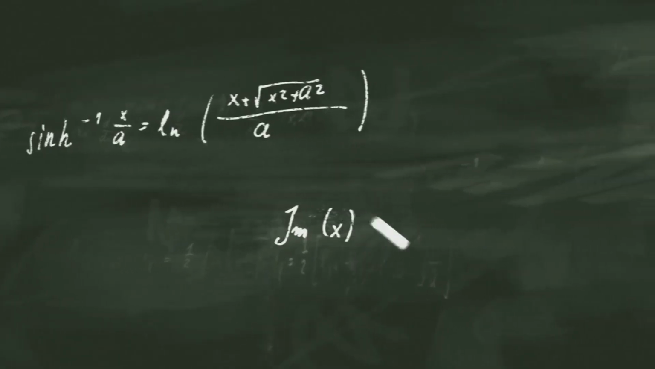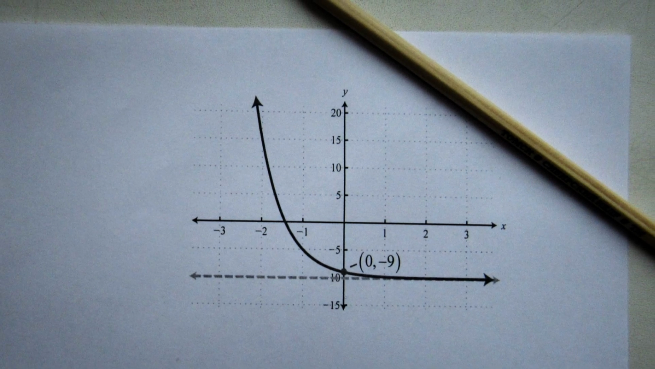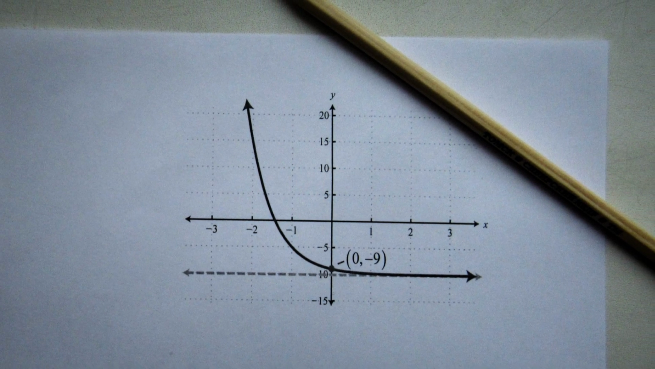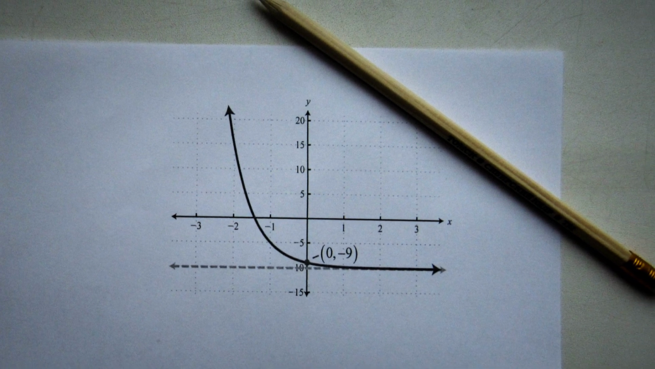The transformations applied are as follows. Step 1, vertical stretch. The coefficient negative 3 indicates a vertical stretch by a factor of 3. This means that the output values of the function are multiplied by 3, making the graph steeper compared to the parent function. Step 2, reflection.